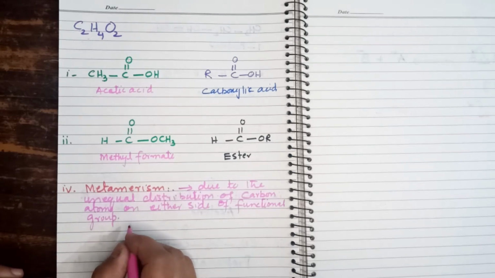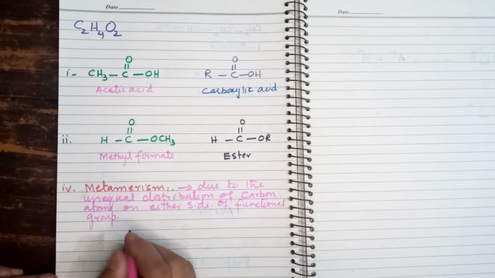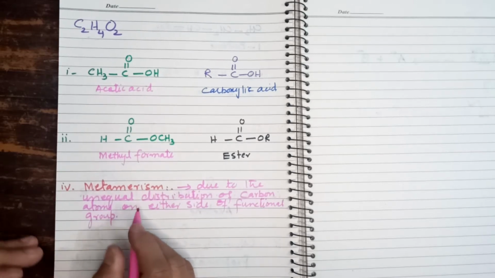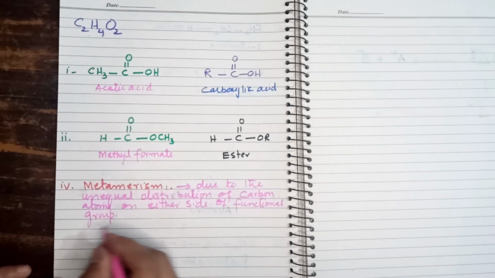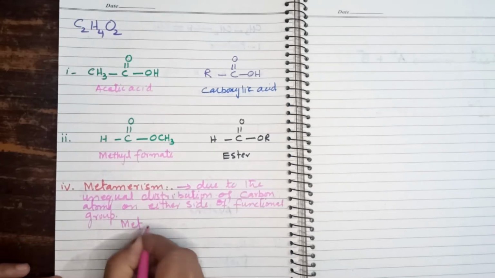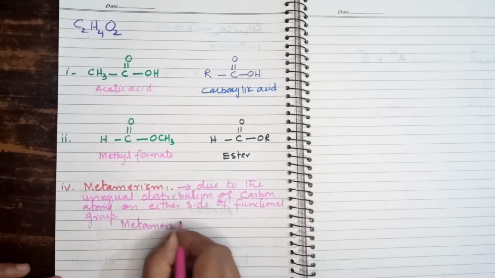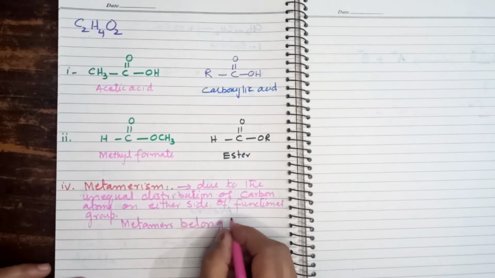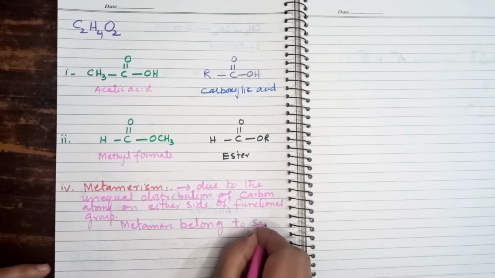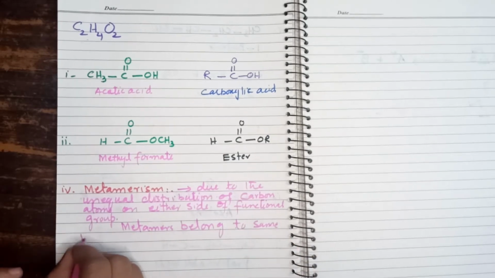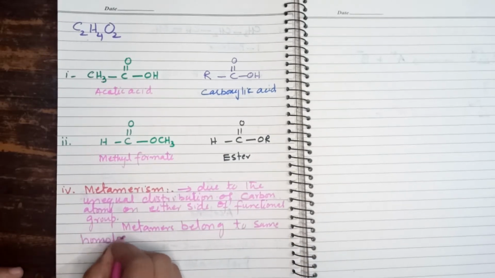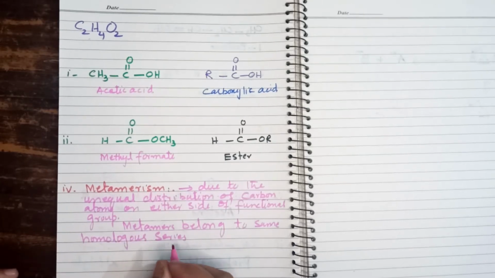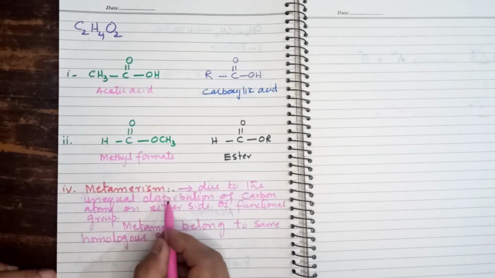Another important thing: all the metamers belong to the same homologous series. Metamers belong to the same family or same homologous series. Right, students? Now let's see some examples to understand metamerism.